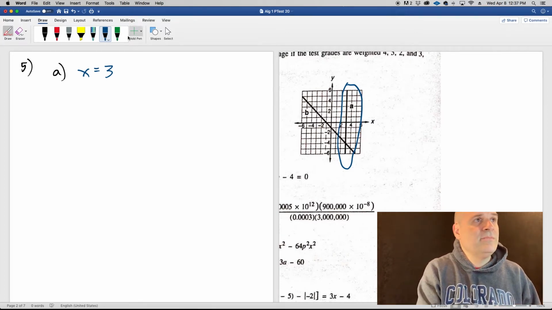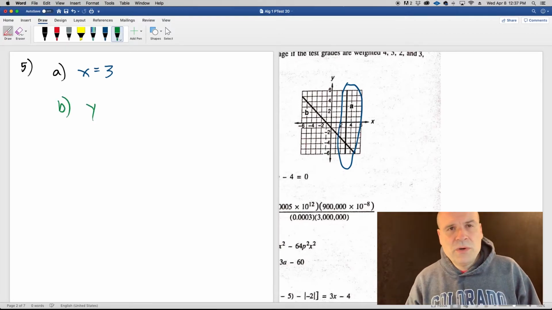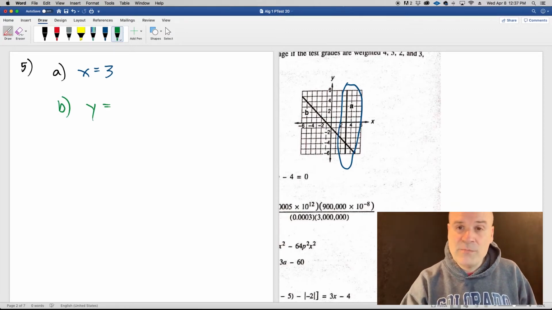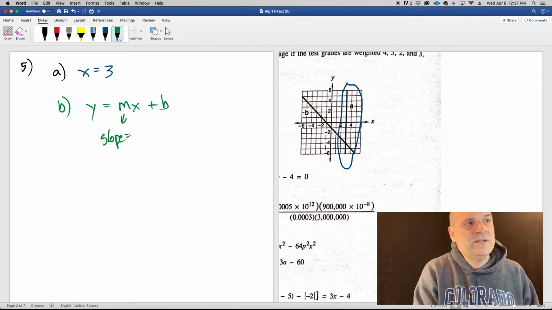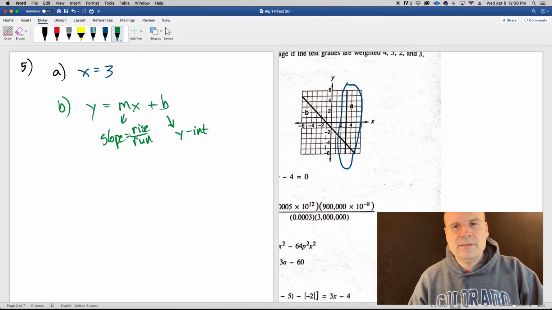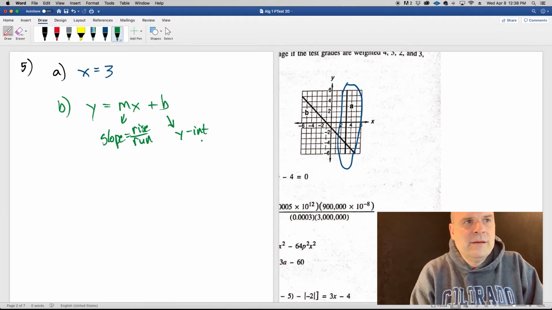All right, well, let's look at B. B is a little bit trickier. Remember, the shortcut is you have to find what the slope is and what the intercept is. So remember, slope-intercept form is y equals mx plus b, where m stands for slope, which is just rise over run, and b stands for y-axis intercept. Okay, this is where it crosses the y-axis.